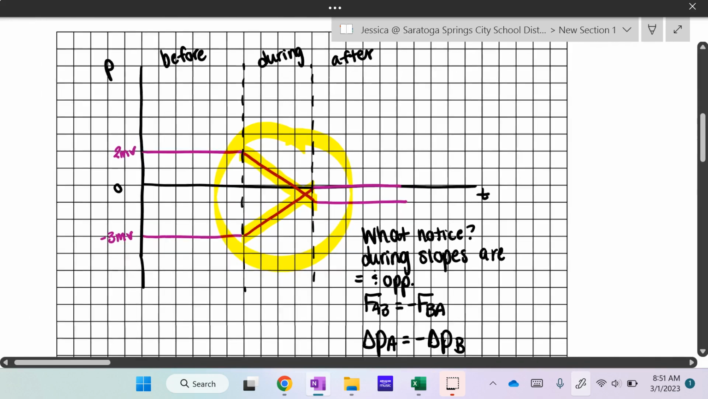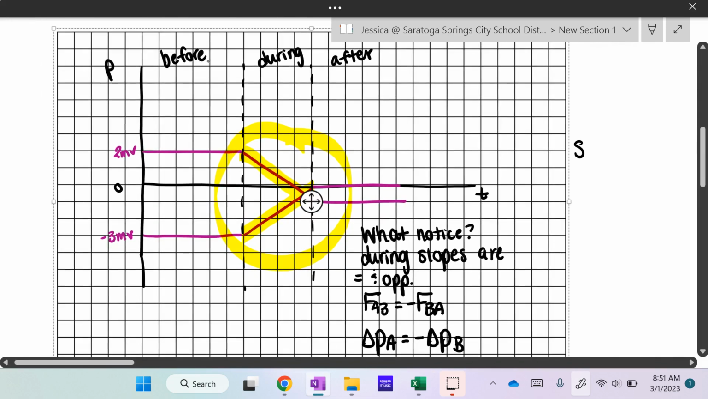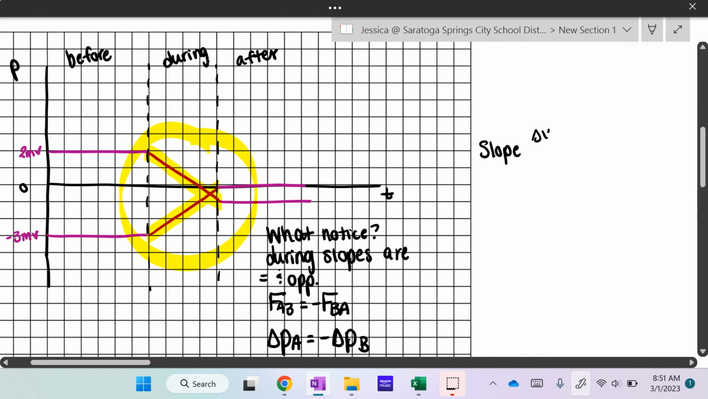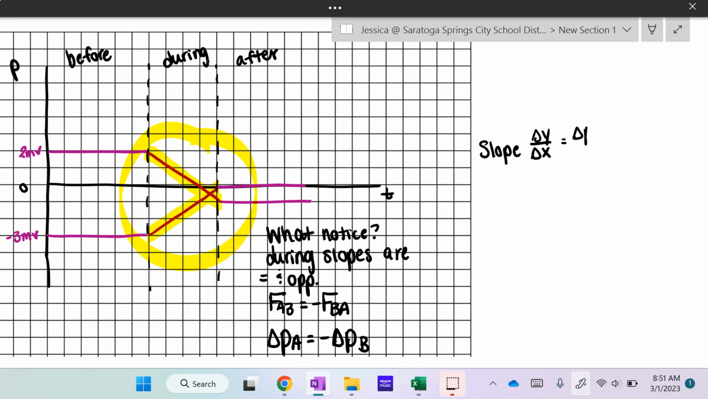So let's talk some more about what that slope might represent. We know that anytime we calculate a slope, it's a change in y over a change in x. So here, it's change in momentum over time.